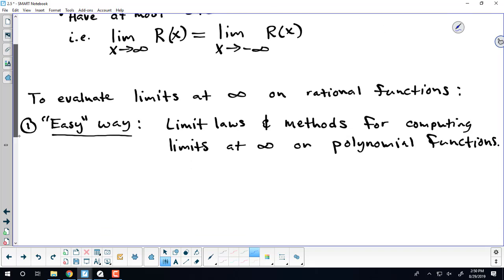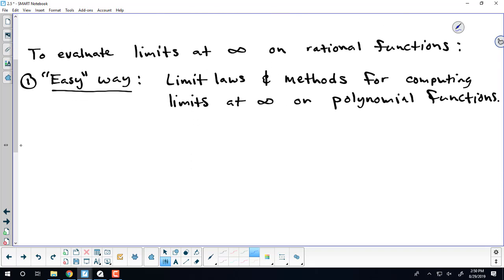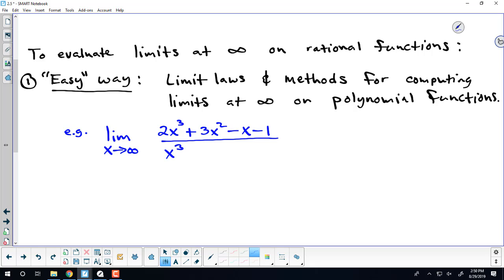So in order to evaluate limits at infinity on rational functions, the easier way is to use limit laws and methods for computing limits at infinity on polynomial functions, right? So a specific example to illustrate what I mean there, for example, the limit as x approaches infinity of 2x cubed plus 3x squared minus x minus 1 all over x cubed plus 5x minus 12.